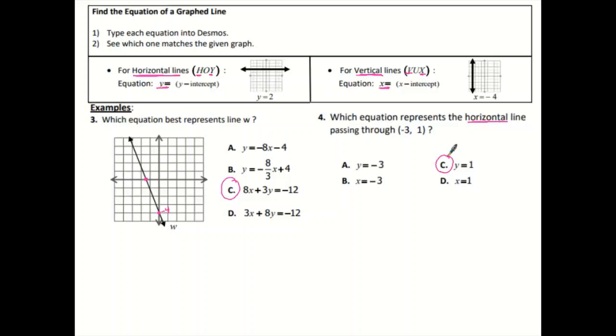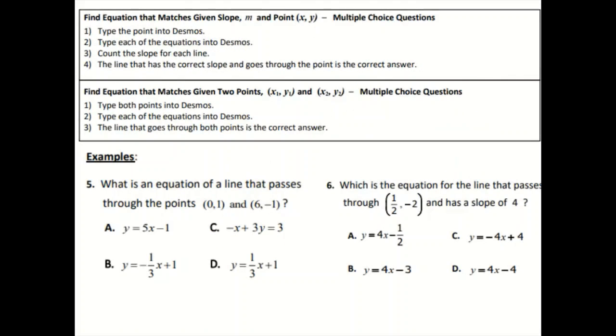That's my horizontal line. Now let's go ahead and flip our page over. And we're going to look at finding equations that match the given slope and the point. So again, we can type our points into Desmos, type each of the equations into Desmos. We can count the slope for each line, and the line that has the correct slope and goes through the point is the correct answer. We can also find an equation that matches 2 points. So if we're given 2 points, we can type them both in, okay? Type each of the equations into Desmos, and the line that goes through both points is the correct answer. So again, let's look at some examples here.